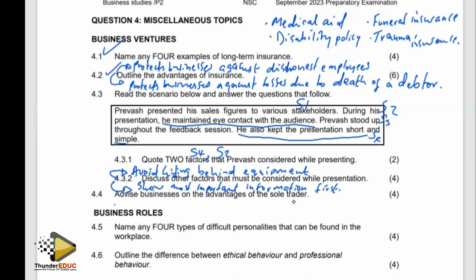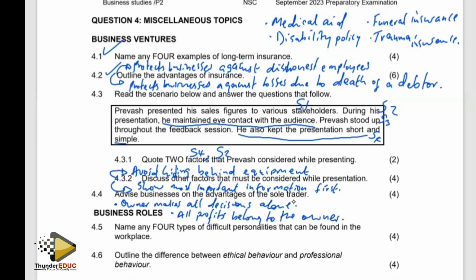Okay, right. So now you're saying that the owner makes all decisions alone. And also, all profits belong to the owner.